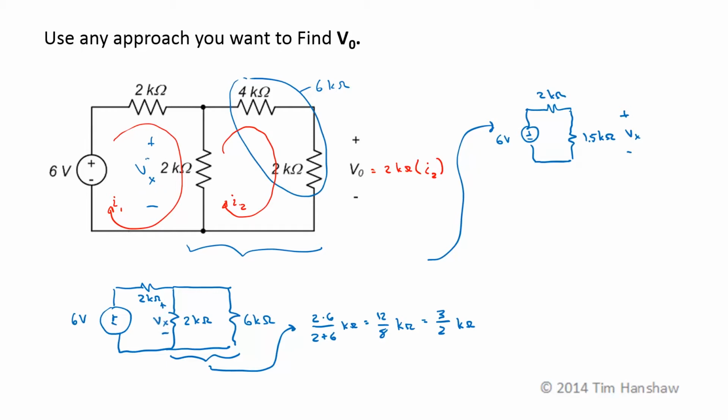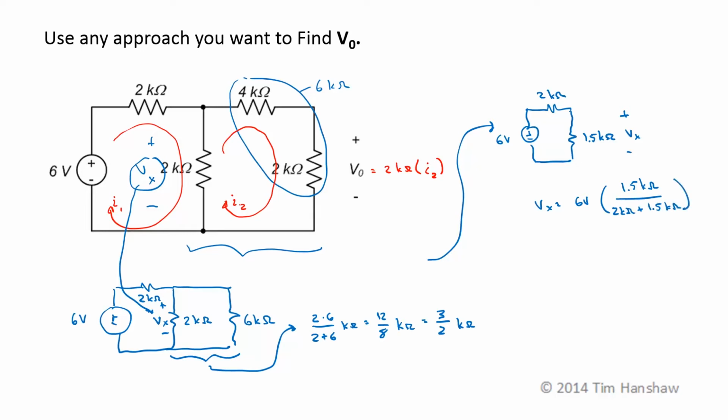So this V sub x here just becomes this V sub x down there. So V sub x is the result of a voltage divider. So that's 6 volts times 1.5 kiloohms over 2 kiloohms plus 1.5 kiloohms.